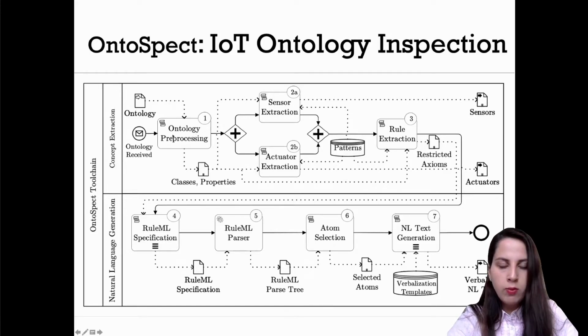So the first step is ontology pre-processing, where the received ontology is first converted into a turtle representation, and the character encoding is converted from Unicode to ASCII for compatibility with the ontology parsers. Then the ontology is queried to identify its classes, subclasses, and properties as a graph.